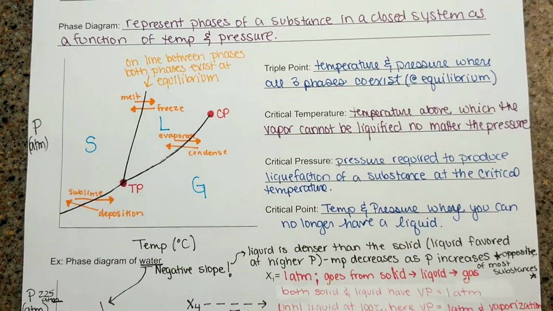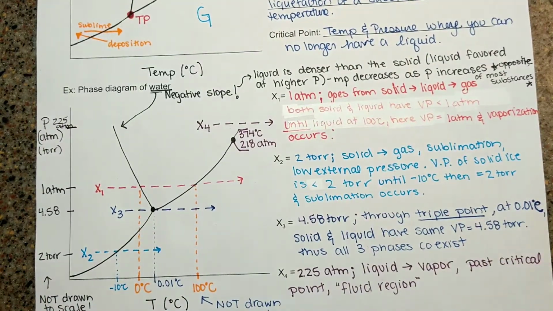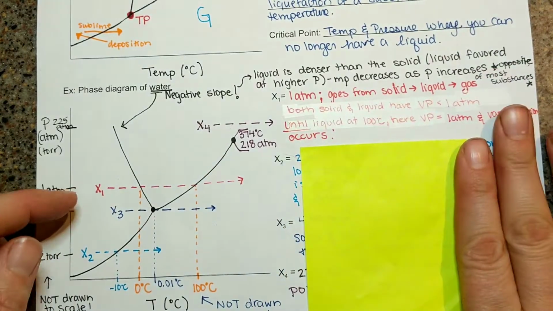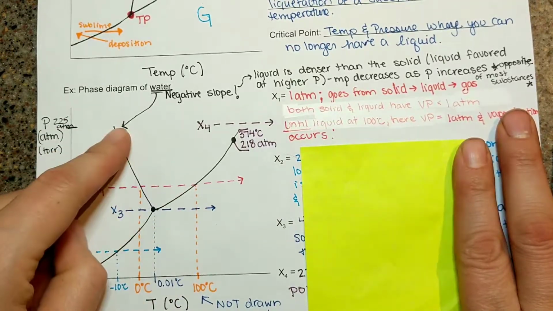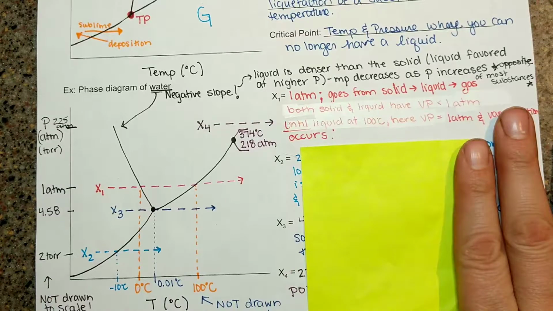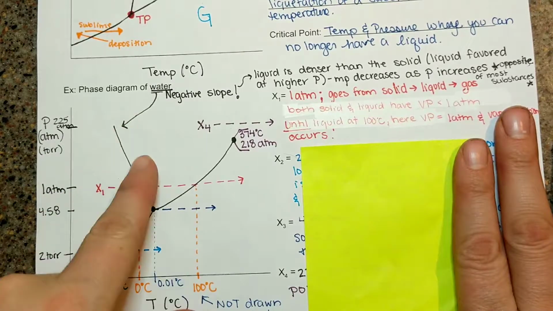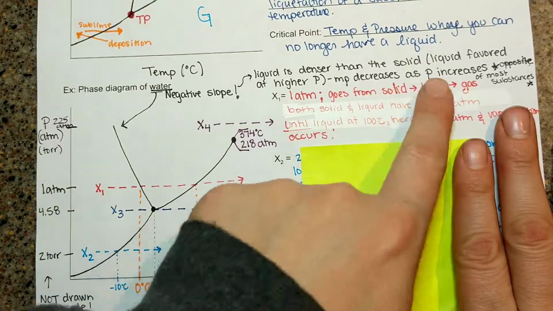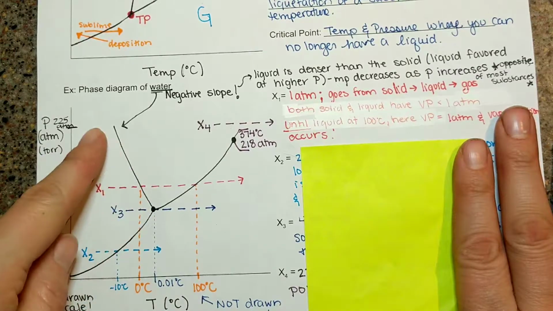So let's look at the phase diagram of water. We'll notice something different right off the bat. The first thing we notice about our phase diagram of water is our line between our solid and our liquid phase has a negative slope. This is because the liquid is denser than the solid. The liquid is favored at higher pressures. Notice at higher pressures, the liquid phase is favored. And we'll notice that the melting point decreases as pressure increases. So as I go up in pressure, my melting point decreases or goes back.